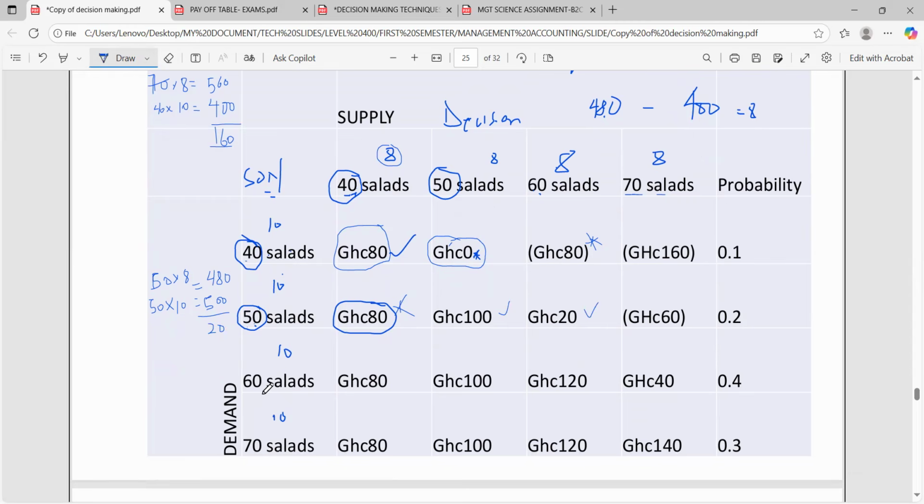Let's come to this one. You want 60 salad, I can only give you 40. So it goes back to the first knowledge. 40 to 40. I can't supply more than the 40 I have. So it's still back to 40, 40. Okay, 8 and 10, and I'll make a profit. Let's go to the next one. You said you want 60. I can only do 50. So it is going to go to 50, 50.